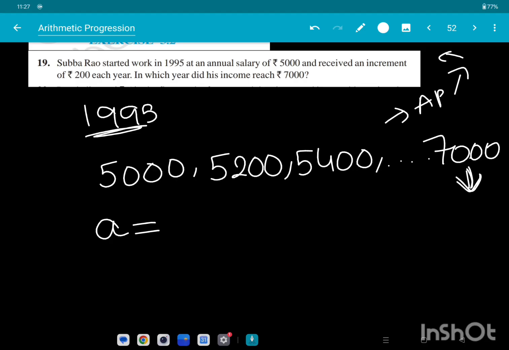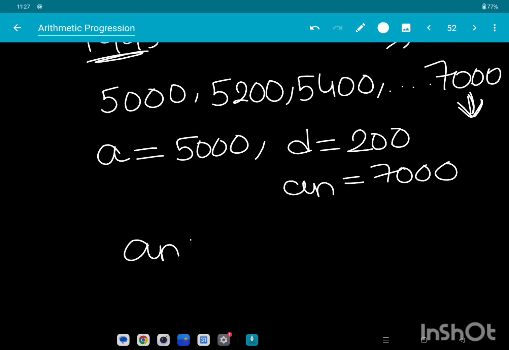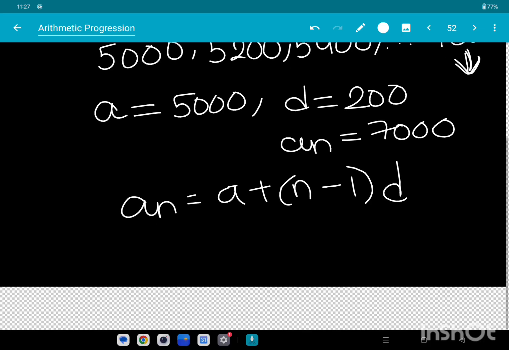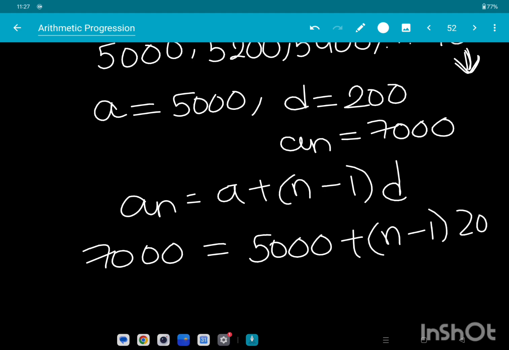So the first term is 5,000 and the common difference is 200. And what is the an value here? The an value is 7,000. We need to find the n value. So an is equal to a plus n minus 1 into d. 7,000 is equal to 5,000 plus n minus 1 into 200.